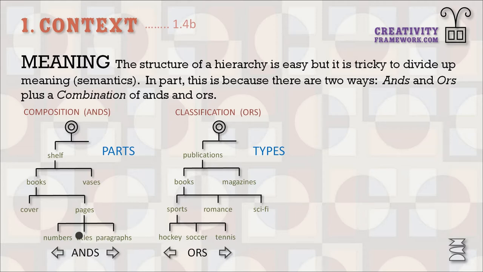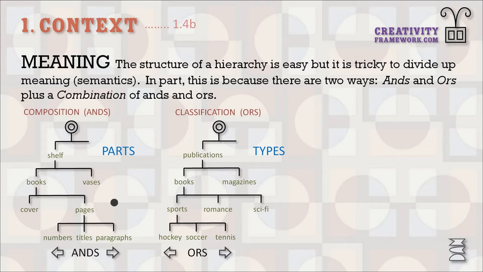You don't have pages, you don't have numbers or titles or paragraphs. See what I mean? You could actually say sports is composed of hockey, soccer, and tennis, but that would be recreating the classification by using composition. Composition is reality. It's the parts of something.